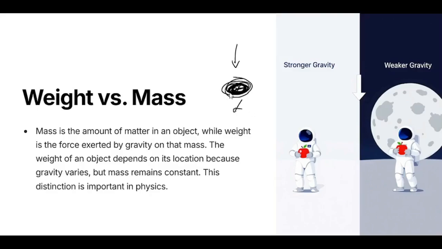We could have millions of particles inside and its weight will still be less, because gravity exerts less force on it. But we can have that same quantity of atoms or particles inside this and its weight will be higher, because gravity exerts more force on that. So the weight of an object depends on the location because gravity varies. Objects could weigh differently when you move to different locations, but mass remains constant. That's the quantity of atoms present in that particular object. It remains constant. So this distinction is very important when you're talking about physics. Let's move on to our next slide.